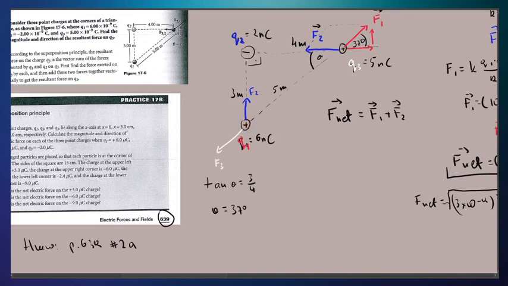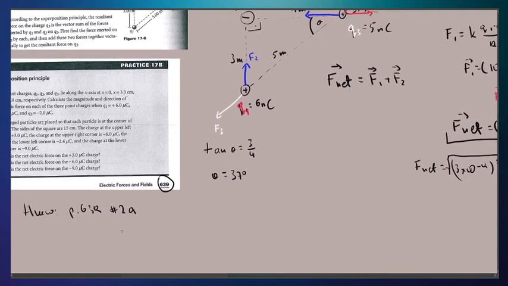So I'm going to give you two things for the homework. Well, one is this, and then the other one is, let me label this as 1, and then 2, find Fnet on Q1, where by Q1 I mean this.